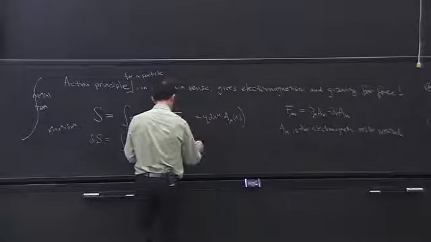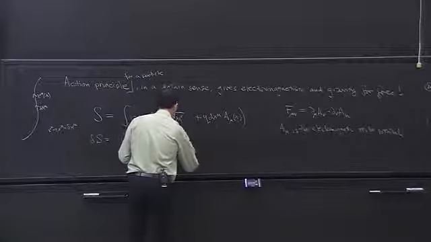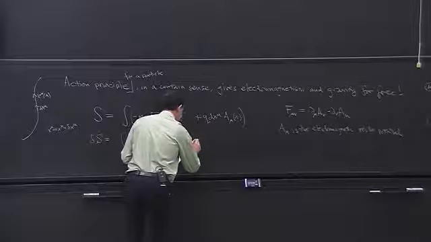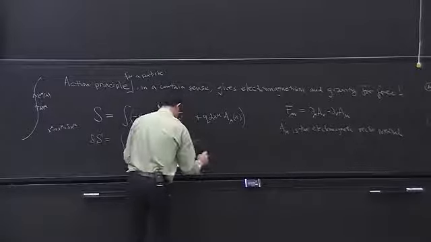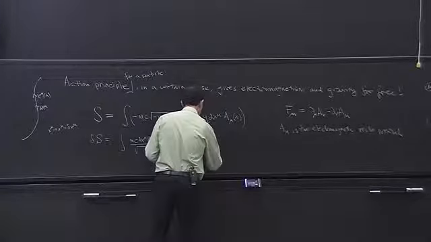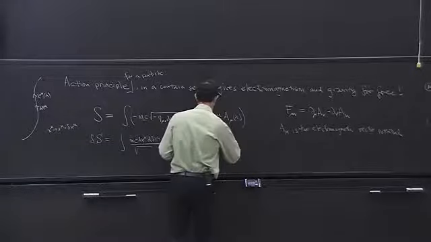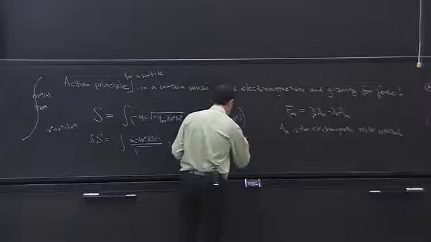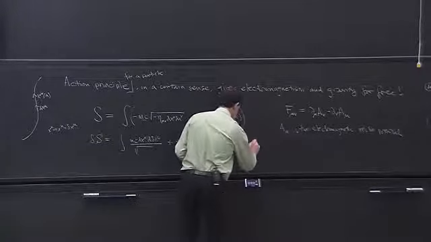Let me first vary the... okay, so I'll write it this way. d delta x^μ times A_μ plus q dx^μ. And then the variation of A_μ is A_μ comma ν.